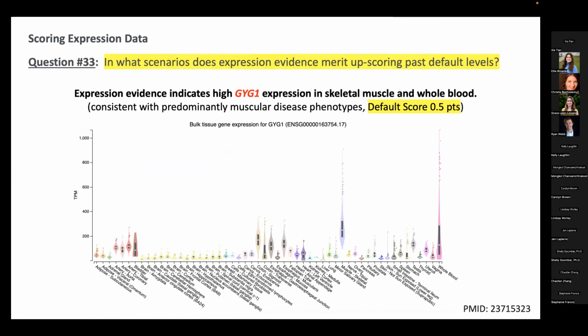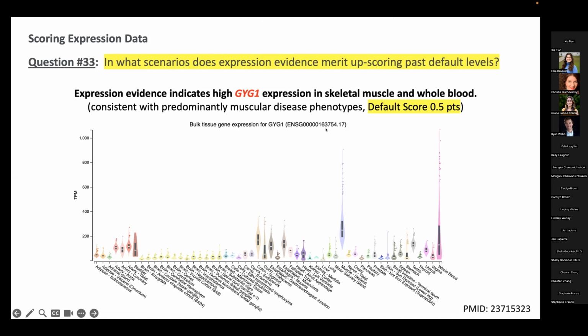Another question that we've come across sometimes, and this might be the last one that we do, I don't know if anybody has experience upscoring expression evidence. If you do, could you put something in the chat? Could you just say yes or no? If you've ever bumped up the score on your expression evidence, you'd say, this expression is so impressive, I want to give it more than half a point.